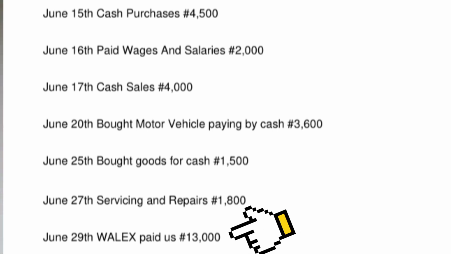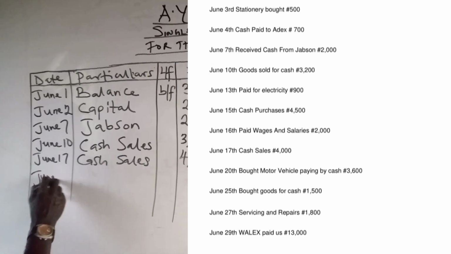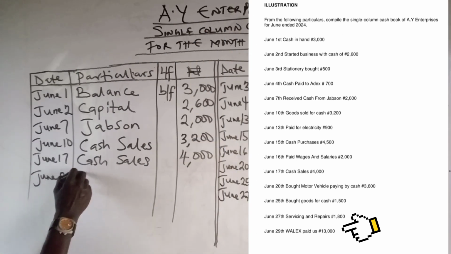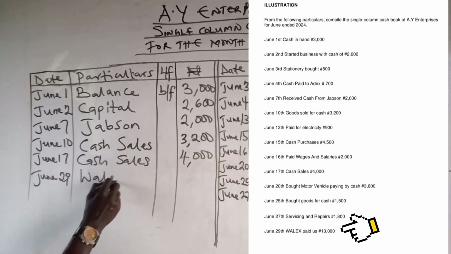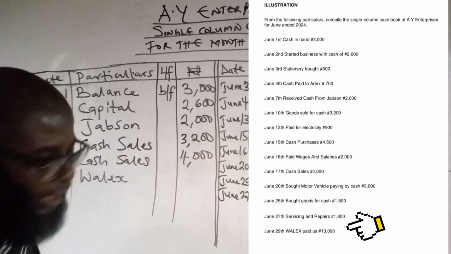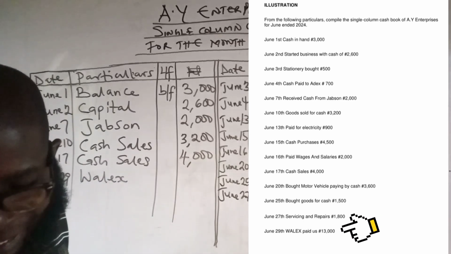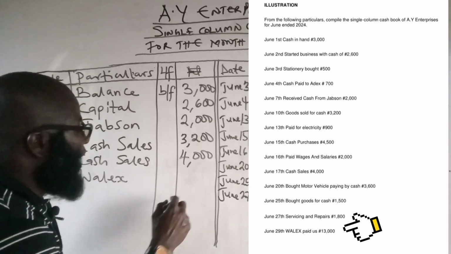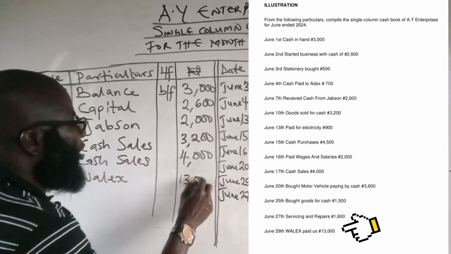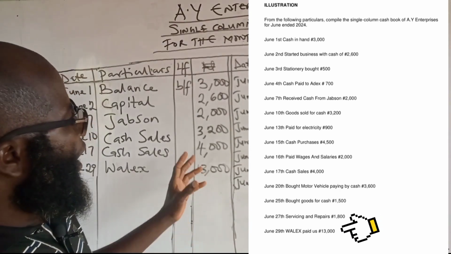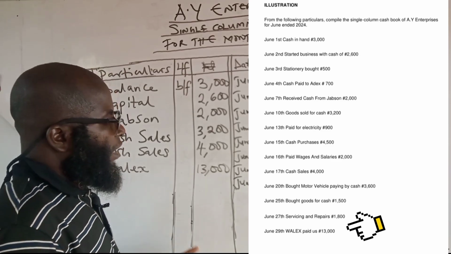Then for June 29, Wallace paid us 13,000 naira, meaning that Wallace paid AY Enterprises 13,000 naira. This is part of the money received by AY Enterprises. Therefore, you put it here, June 29. You are going to put Wallace, because it is Wallace that paid the money into the account of AY Enterprises, 13,000 naira. Now I'm done with the posting of the entries.